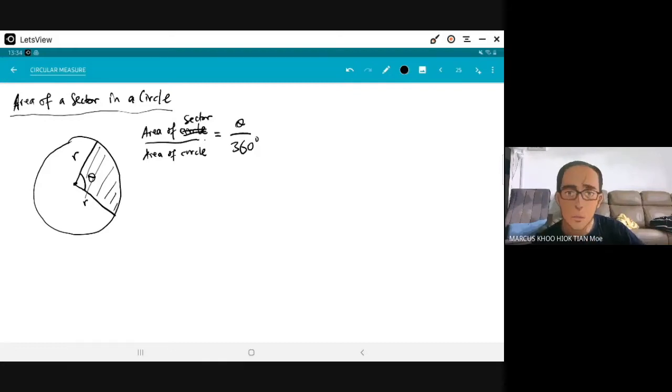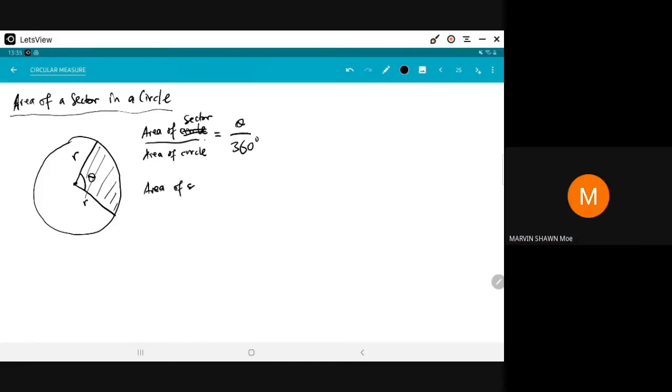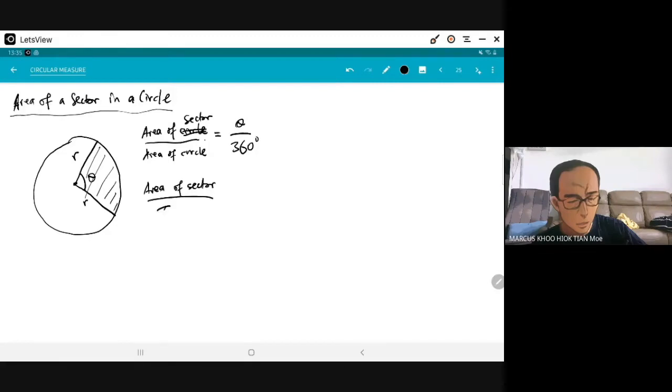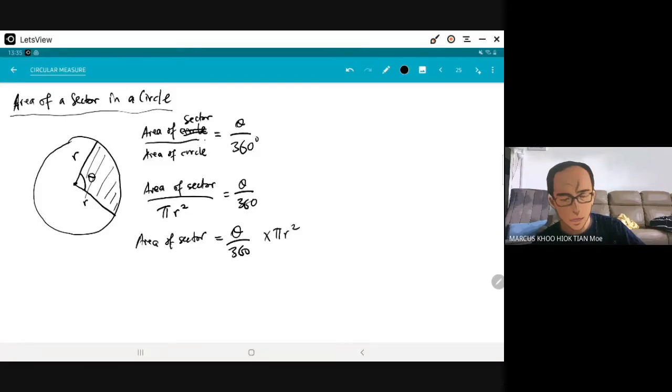Does anybody remember what is the area of a circle formula? Pi r squared. Very good, pi r squared. So area of sector over pi r squared equals to theta over 360, which means that you can calculate area of sector equals to theta over 360 times pi r squared. But what if we substitute the 360? What if we change everything into radian?